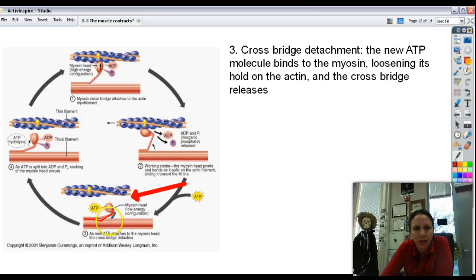You can kind of see like this. And then what happens at the same time, what's going on previously, is that my calcium is heading back towards the SR, which is causing the troponin to go back to its normal position. So I've got my myosin, he sits back down and relaxes and gets into his calm, chill, comfortable position. So the new ATP molecule binds to the myosin right there, loosening its hold on the actin. So the ATP is kind of like, hey, look over here, let go of your actin friend. And the cross bridge releases.